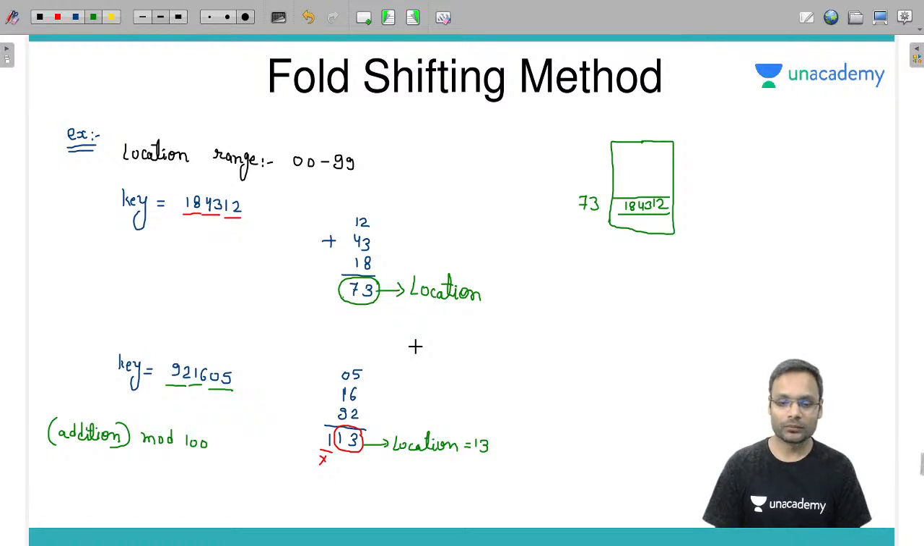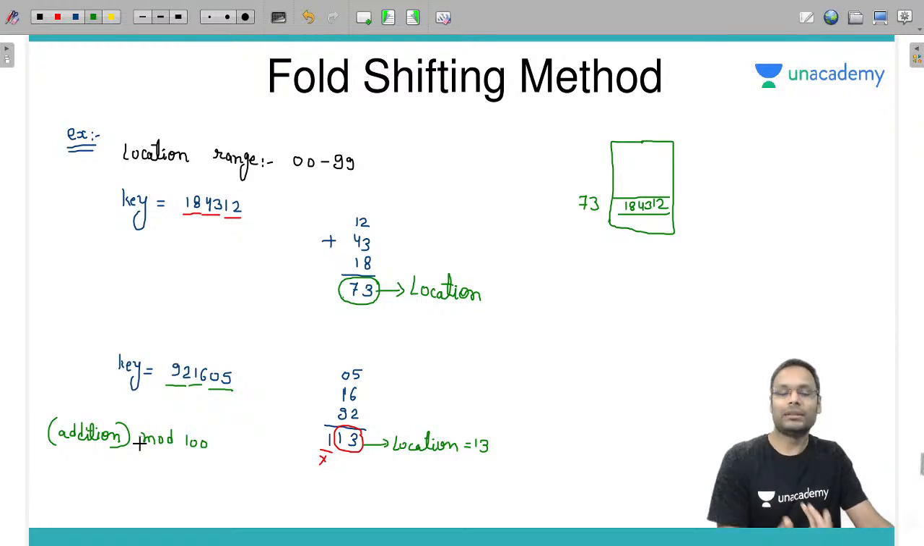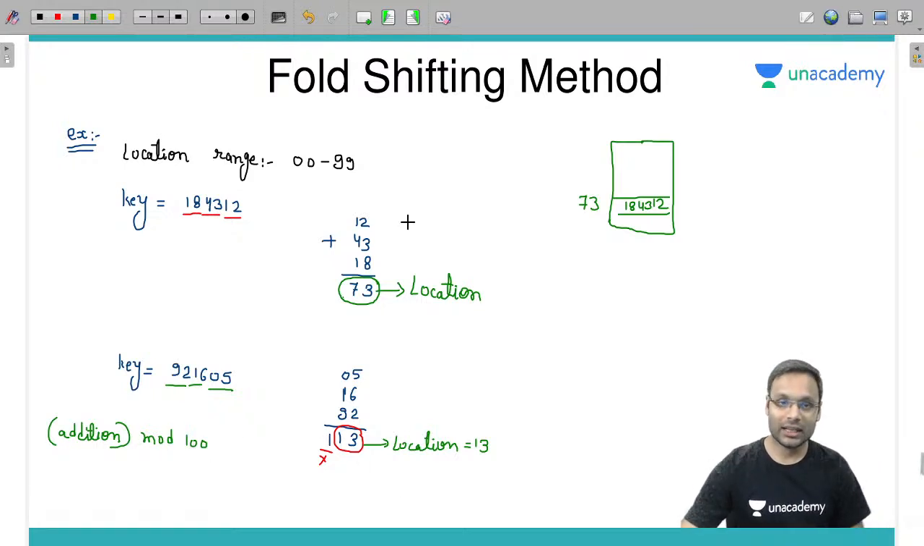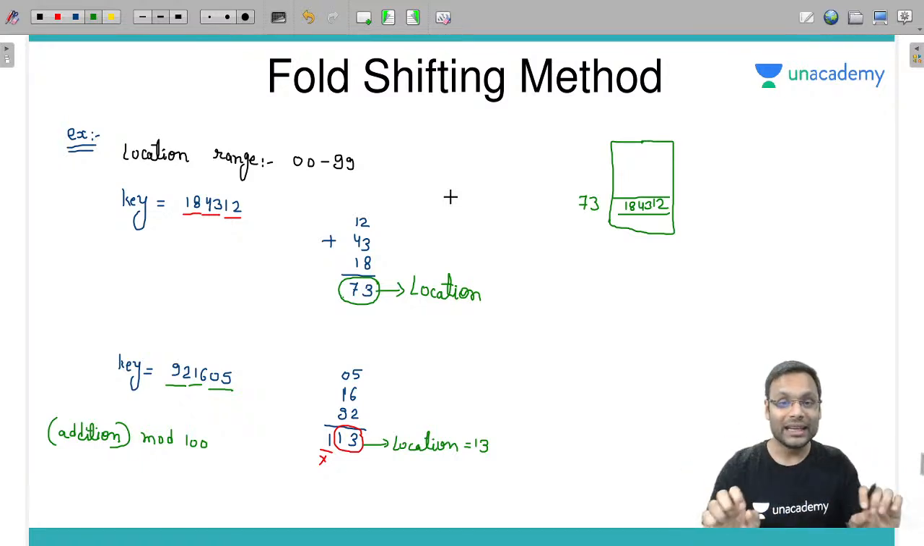Understood this point? समझ में आया? So what exactly we are doing is, either you can discard the carry, or take modulus by 100. You will definitely get only location 13. That is the fold shifting. Now there are so many different variants possible. What are the variants? I will tell you, don't worry.